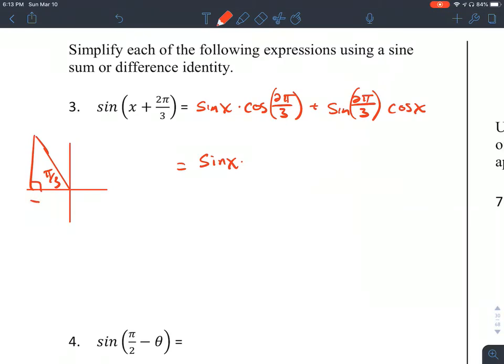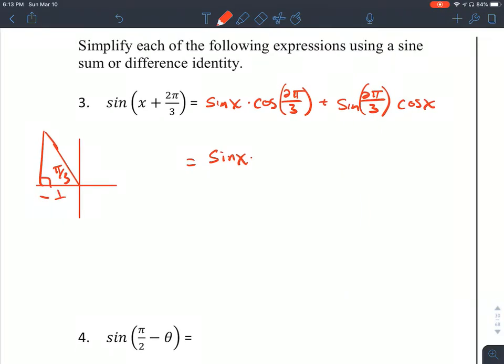This is negative, so that makes this negative 1/2. That makes this square root of 3 over 2. It makes this 1. So cosine of 2 pi over 3 is going to be negative 1/2. Sine of 2 pi over 3 is going to be square root of 3 over 2.